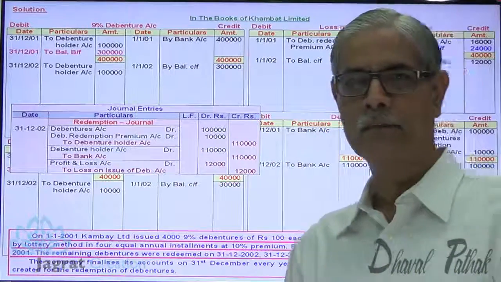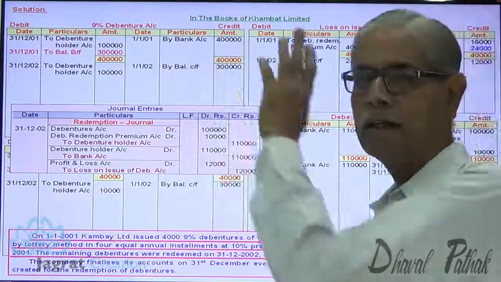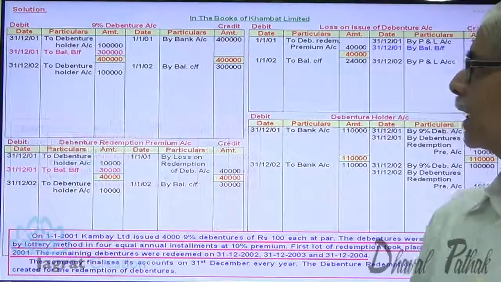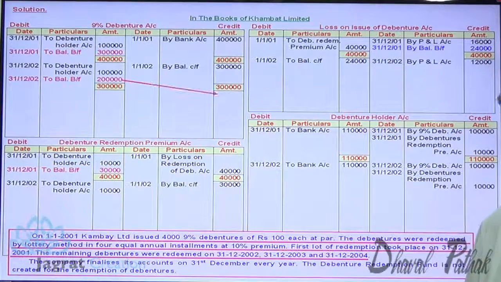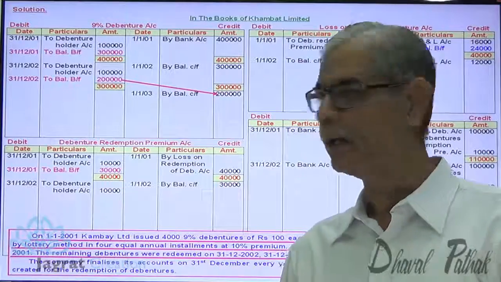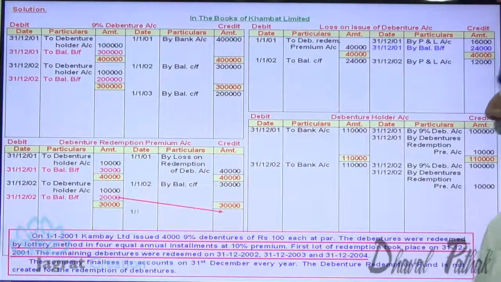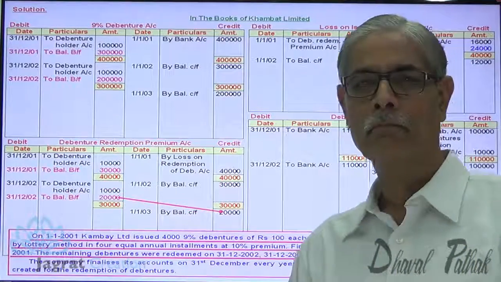Ledger posting is done. Now let me strike the balance. Out of 3 lakh, 1 lakh redeemed. So balance carried forward has how much? 2 lakhs. Out of 30,000, 10,000 liability is paid. So liability yet to be paid in next 2 years is 20,000. That is opening balance. Balance carried forward.